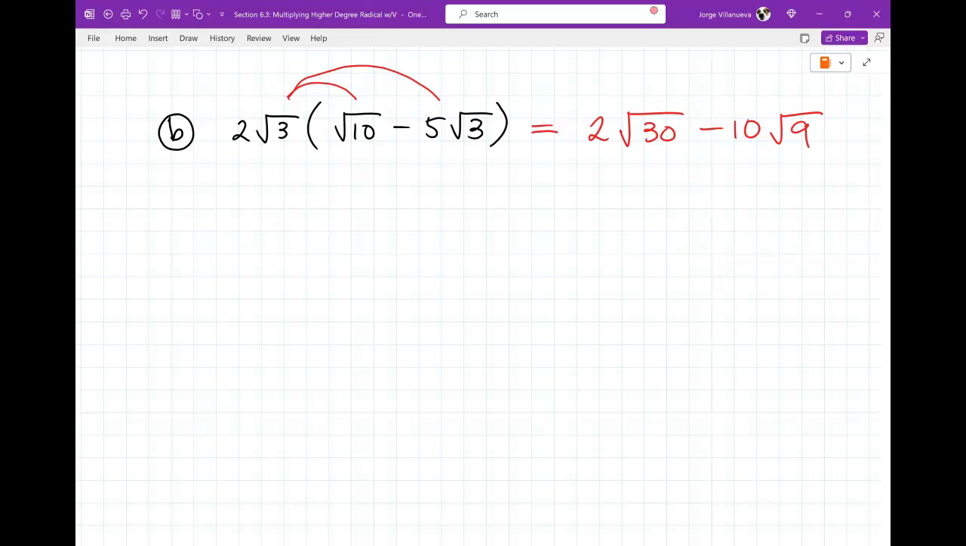All right, is there a way for me to break down 30 so that it has a nice radical? So let's see. The factors of 30 are 1 and 30, 2 and 15, 3 and 10, 5 and 6. None of those have anything, right? So radical 30 is done. That's it. What about radical 9? Yeah, what does that become? 3. So this can be simplified. This will become 2 radical 30 minus 10 times 3 is 30. And I'm done.